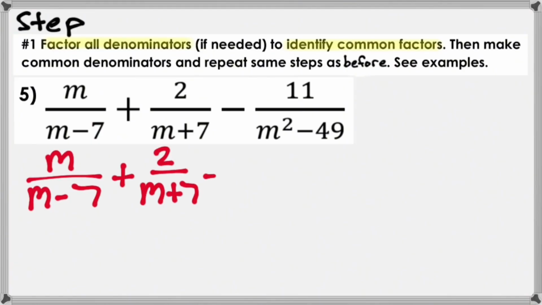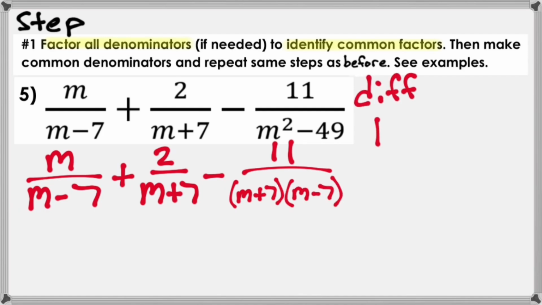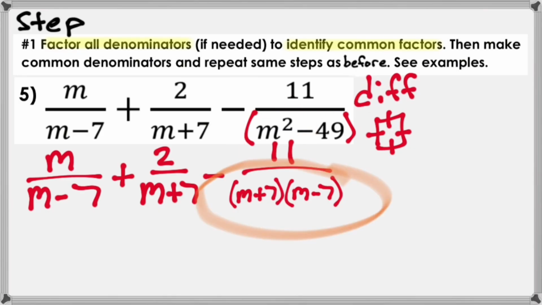The first two expressions are already factored with an m minus 7 and an m plus 7. But the third expression is a difference of squares. So when you factor the difference of squares by just taking the square roots, you will have a pair of conjugates right there in the denominator. So now we can see all of the factors that are working into this problem.